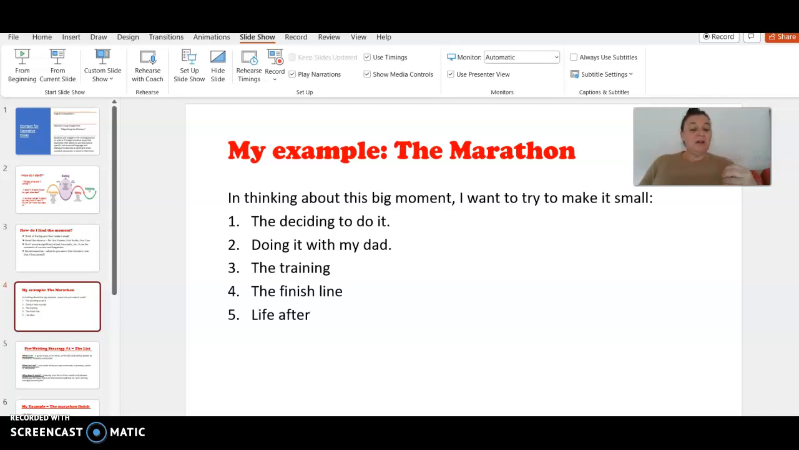What we're asking you to do here is to take this moment, but what are all the small moments within it, right? So yes, I ran the marathon, but here were all the things that happened, right? The day that I decided to do it, that was a small moment, right? The fact that I did it with my dad and training with my dad, right? The training itself, the finish line, and then what happened after. So these are all little things that are under the umbrella of this big moment in my life. And I'm going to choose the finish line, okay?